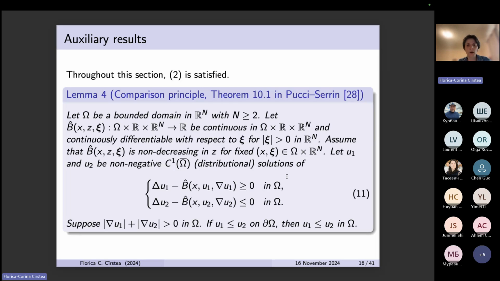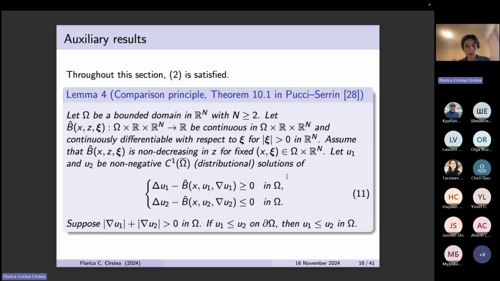Okay, so the first thing to observe is the comparison principle, that we need to be very careful. The one that we are using here is Theorem 10.1 in Pucci-Serrin's book. We have that omega is a bounded domain, and we have this nonlinearity, the lower order term b, depending on x, z and xi. The xi will be for the gradient, z will be for the solution u, and x the space variable, which is continuous in omega times R times R^N. This is continuously differentiable with respect to xi for modulus xi greater than 0, which is satisfied.